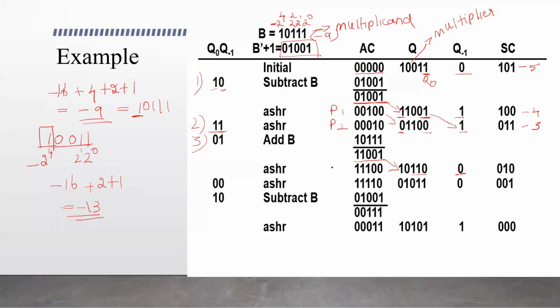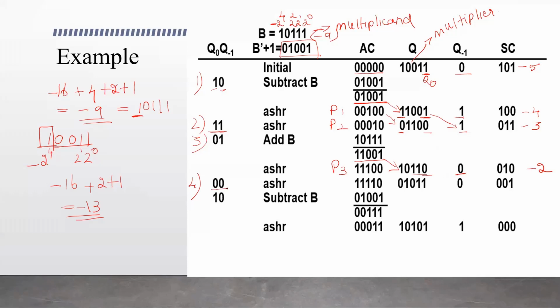Okay, so we found our third partial result. We decrement it, so this becomes 2 in SC. Then the fourth step is to check again Q0, Q1, and Q minus 1. It is 0 and 0. So the bits are identical now.